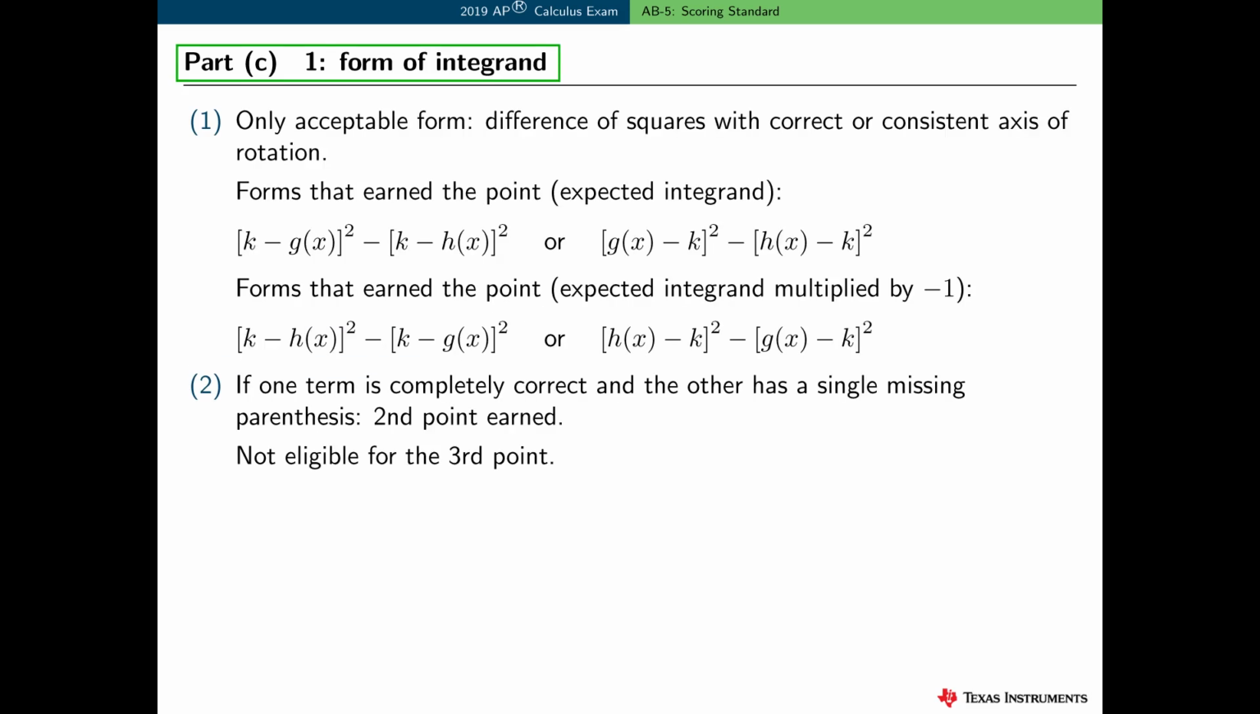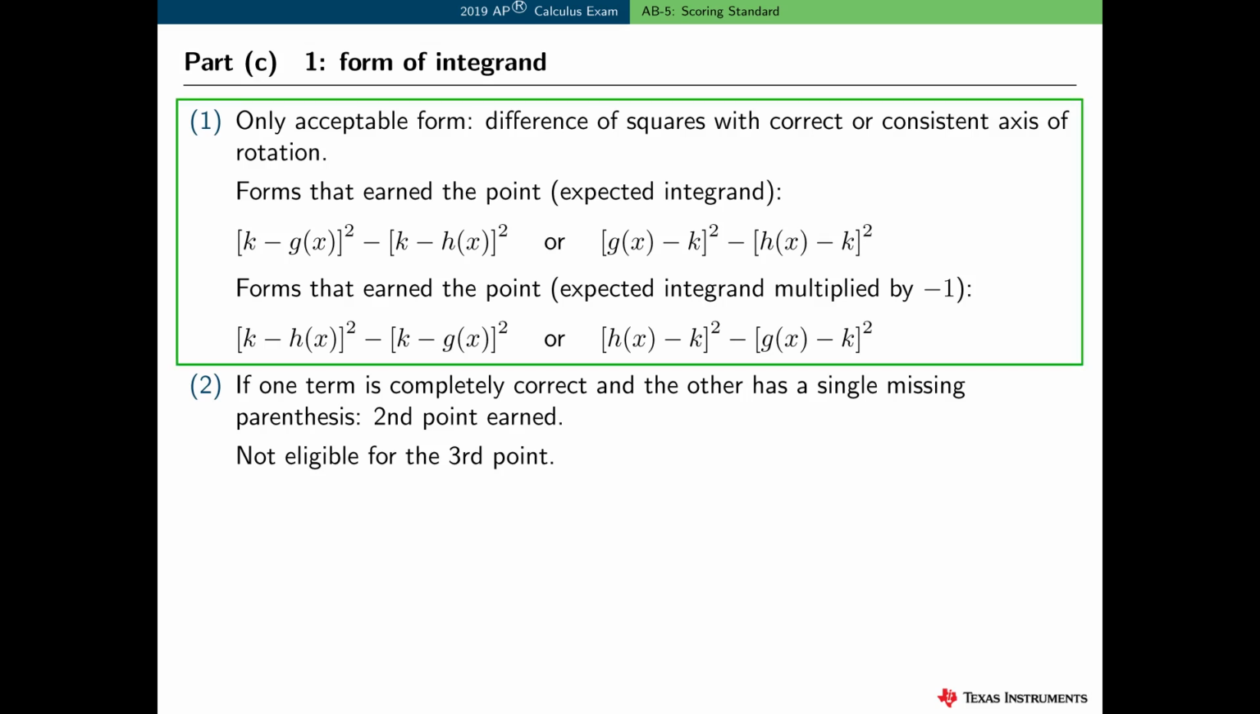The second point in Part C was for the form of the integrand, and this was kind of a conceptual point. The only acceptable form was the difference of squares with a correct or consistent axis of rotation. And here are some forms that earned the point that involved the expected integrand. And here are some forms that also earned the point, that involved the expected integrand multiplied by -1.